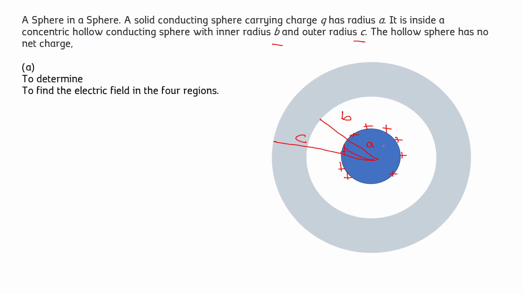So first we have to find the electric field where R is less than A, and after that we have to find the electric field for the portion where R is greater than A but less than B, and also the electric field for the portion where the radius R is greater than B but less than C, and also the electric field for the outer portion where R is greater than C.